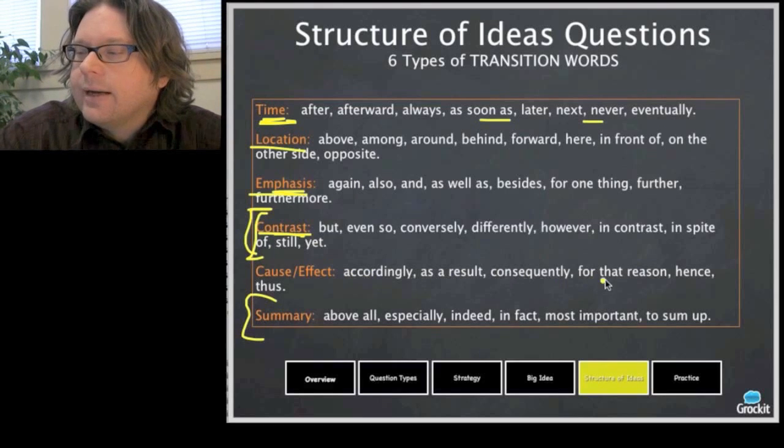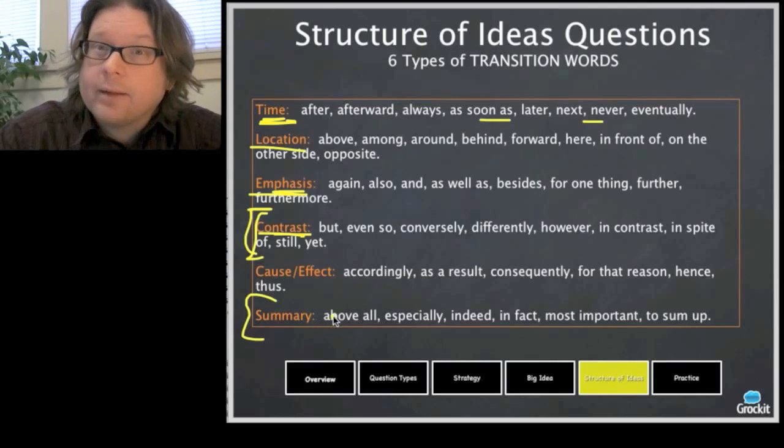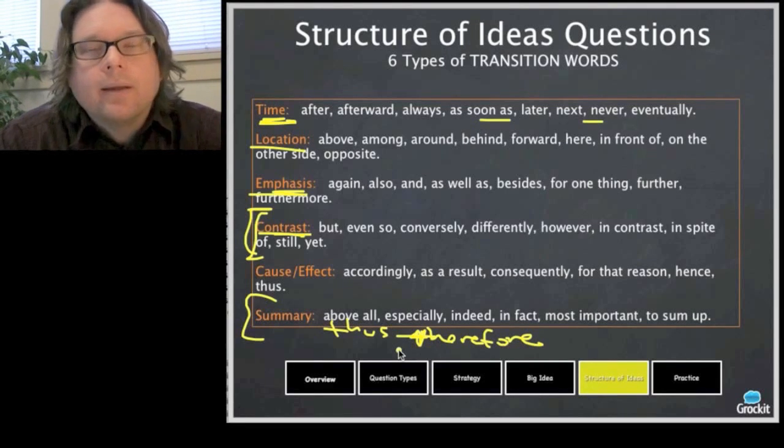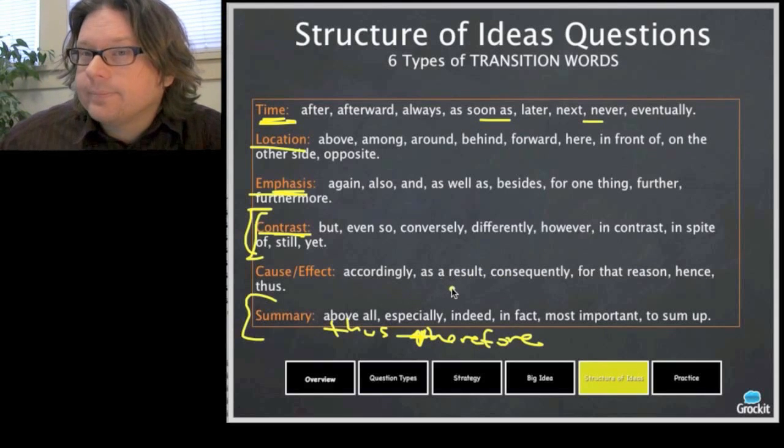Cause and effect, as a result, those are fairly self-explanatory. Summary words are important because they tell you people's opinions, especially the author's, but maybe other people's in the passage too. So, to sum up, or even just things like thus and therefore: all bichloride of mercury should be banned, whatever. So pay close attention for this type of word.